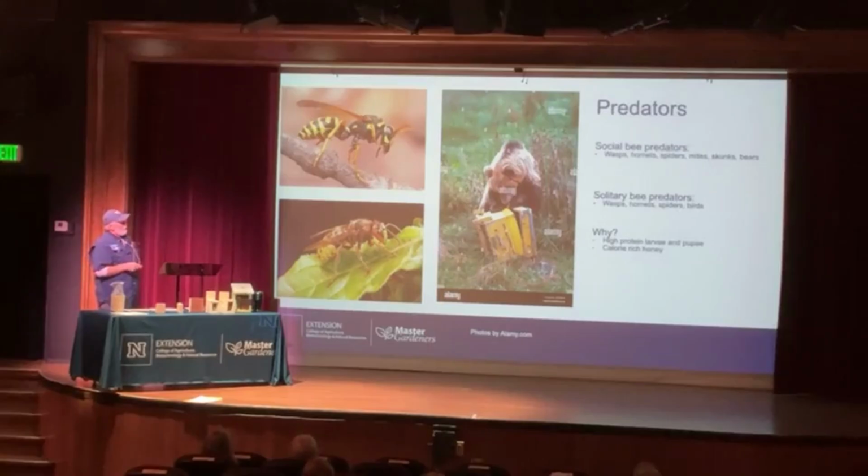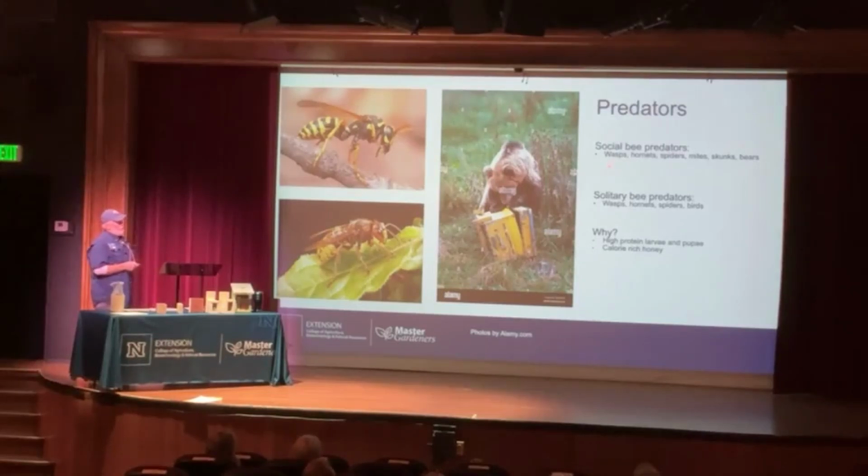Predators. So social bee predators, that's honeybees and, yes, bumblebees. Surprise. Honeybees and bumblebees. Same predators for social and for solitary bees: wasps, hornets, spiders, birds, bears. They have the same predators.